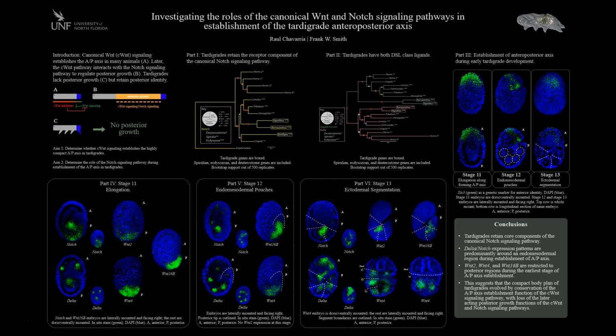Hello, my name is Raul Chavarria, and I study the evolution of the highly compact tardigrade body plan. My research is primarily focused on the genes that pattern the secondarily simplified anterior-posterior axis of tardigrades, also known as the AP axis. This is the axis that runs from the head to the tail of bilaterians.